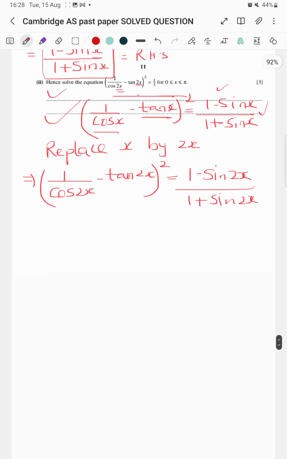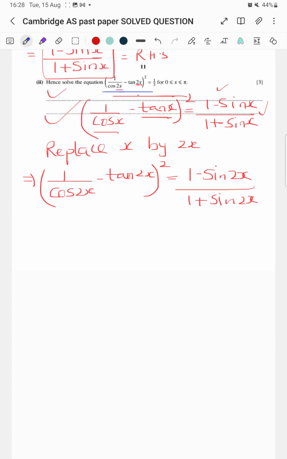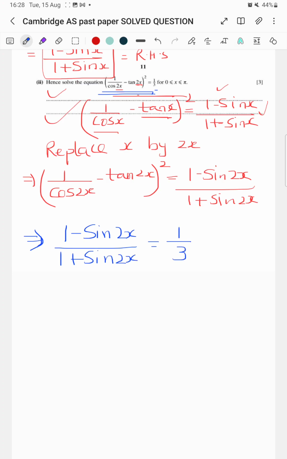Now they say that this part is equal to 1/3. So therefore, as per the question, (1 minus sine 2x) divided by (1 plus sine 2x) is equal to 1/3. This is given as per the question, and the domain is given as x is less than or equal to pi and greater than or equal to 0.